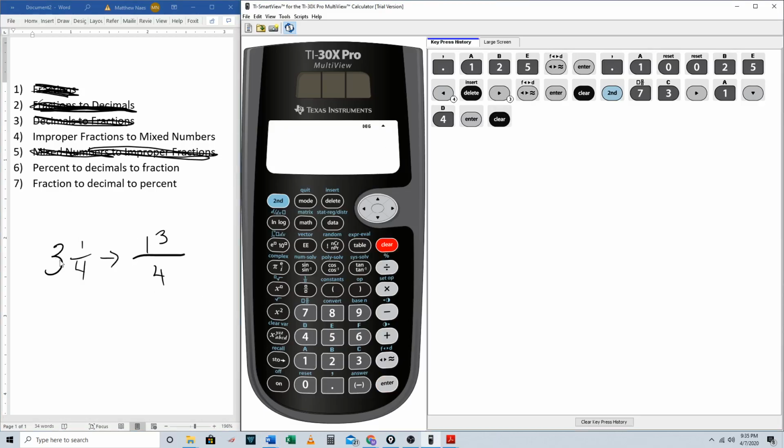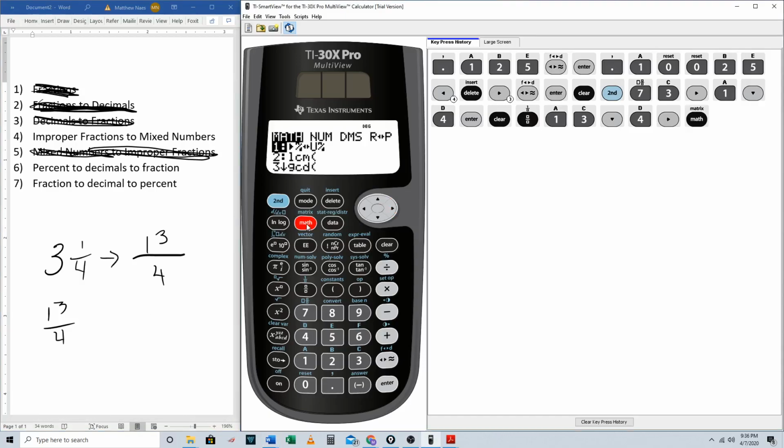Let's do this backwards. We already know what the answer is, so I'm going to type in the fraction 13 over 4. Okay, now I'm going to press over. I don't want to be in the fraction anymore. Now here's the trick to this. There is a section I have to go to, and what I'm going to do is press the math button. It's actually right here.